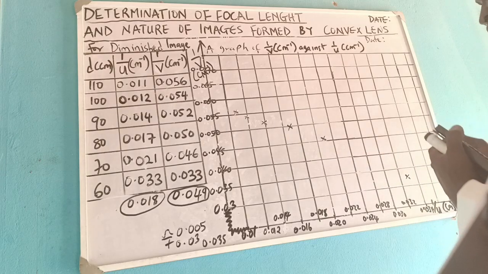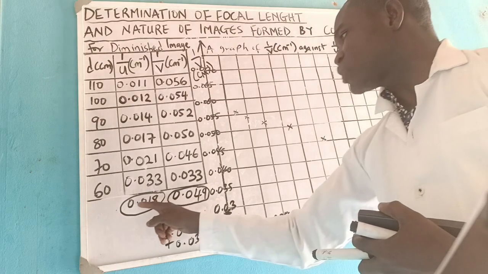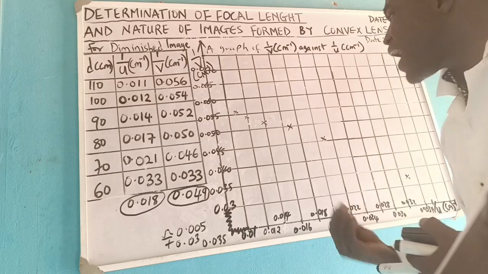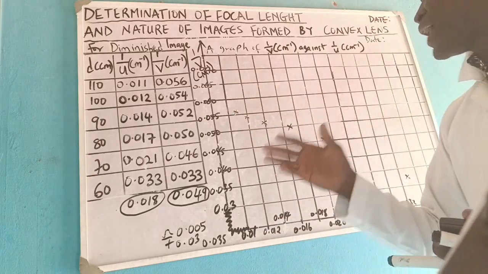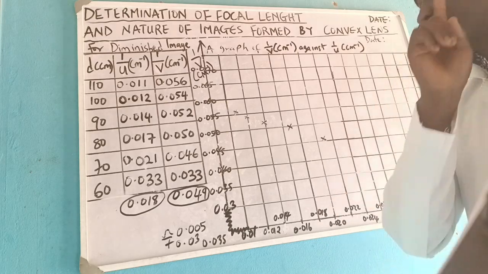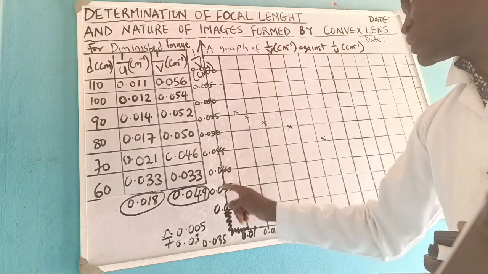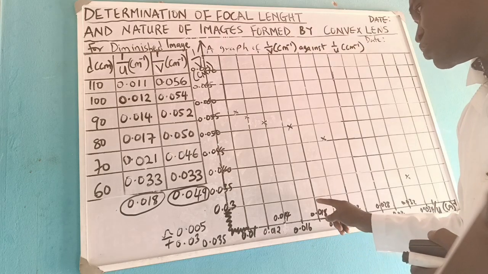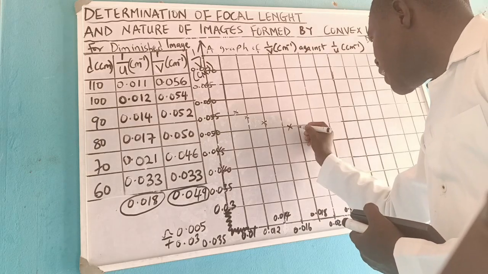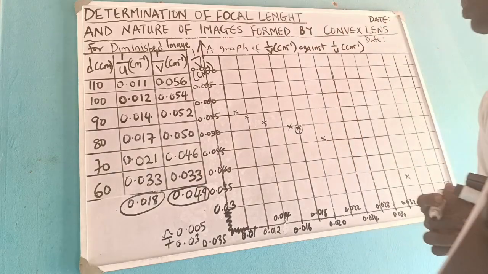Okay? Then after you have located this, the next thing you do is to locate your centroid. Why should you locate your centroid? To be able to see where your line of best fit should pass through. Let's get our centroid. From here, 0.018 and 0.049. That should be somewhere here. You circle it. That is your centroid.